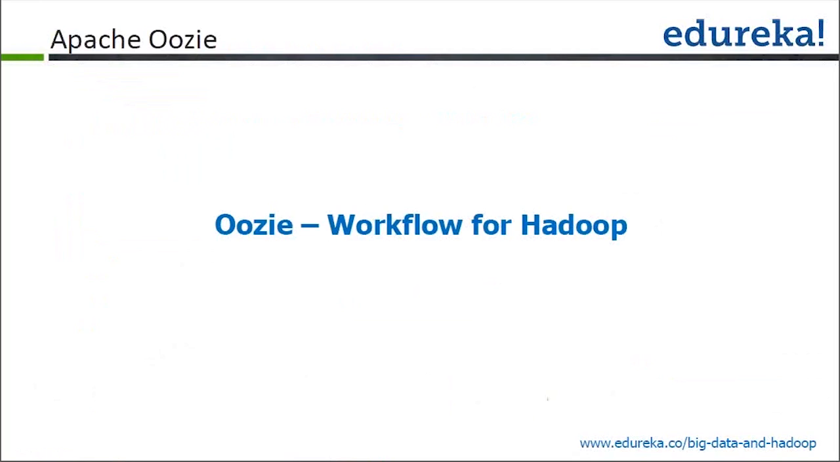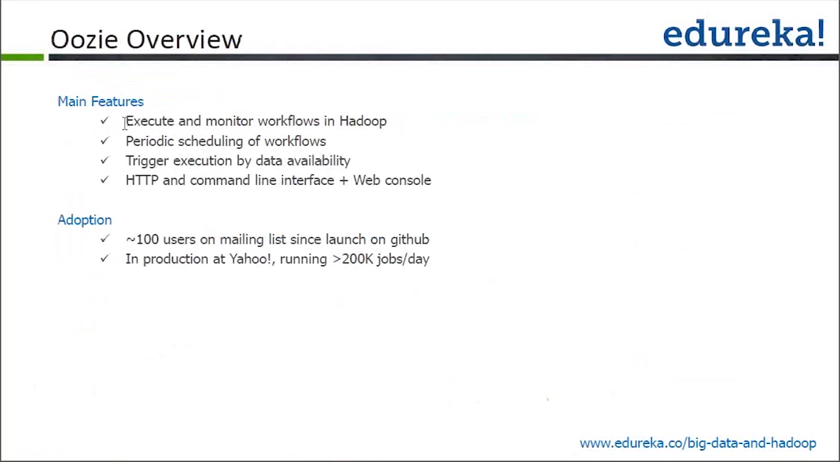Okay, so now we are just getting started with Oozie. Oozie is something to execute and monitor workflows in Hadoop, and it periodically schedules the workflow and triggers execution of the data based on availability, and it has both a command line and a web interface which you can interact with.